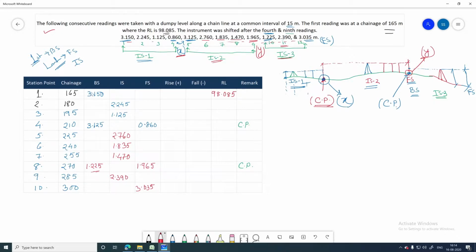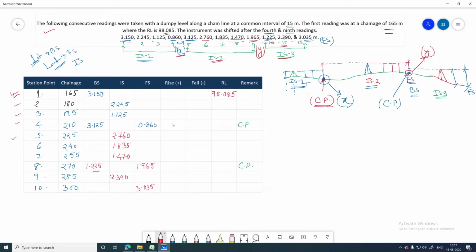You can directly put the values of BS, IS and FS, and then you can put the values of the station points also. Okay, I have directly put the value of the station points. Now the main part, that means the methodology, how we can determine the RL value. So we have the RL value of the station point 1. We need to determine the RL value of these several points, right? Now the methodology, how we can determine the RL value of various station points. So these are the station points. So how we can determine the RL value?